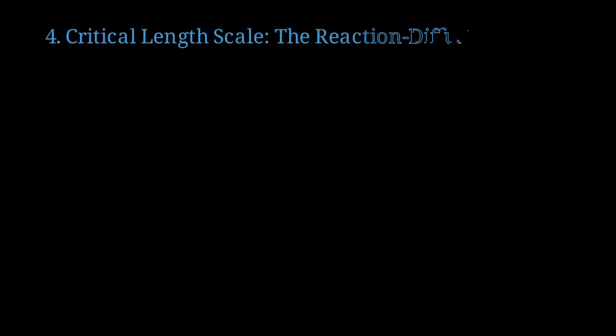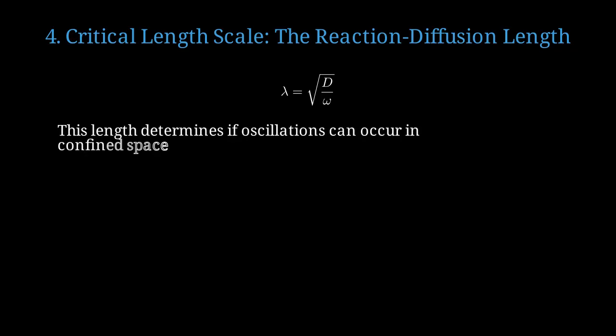Let's examine the most important length scale in confined BZ reactions. The reaction-diffusion length lambda equals the square root of the diffusion coefficient D divided by the oscillation frequency omega. This critical length scale determines whether oscillations can occur at all in a confined space.